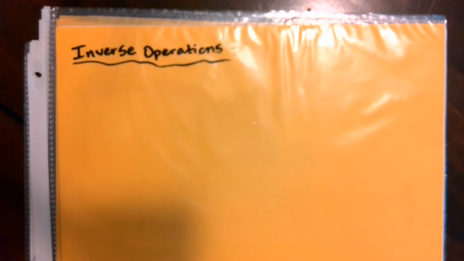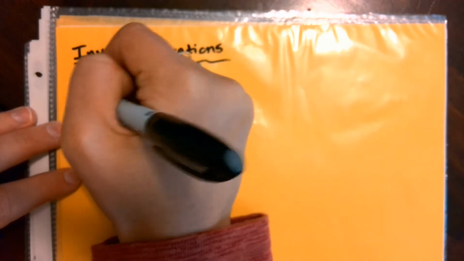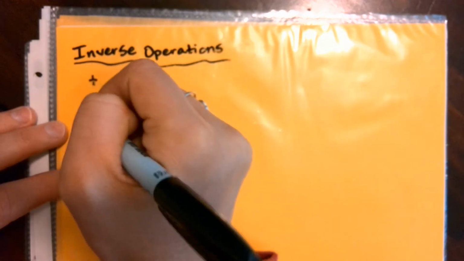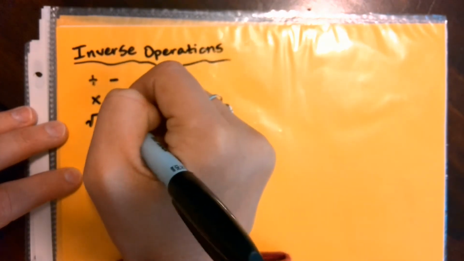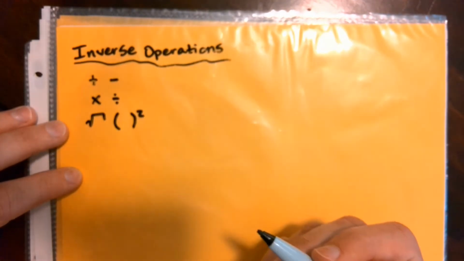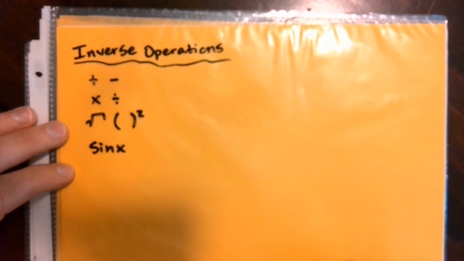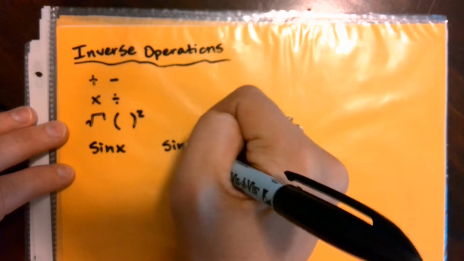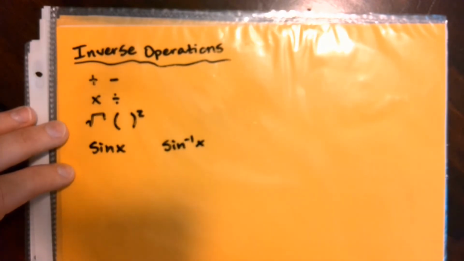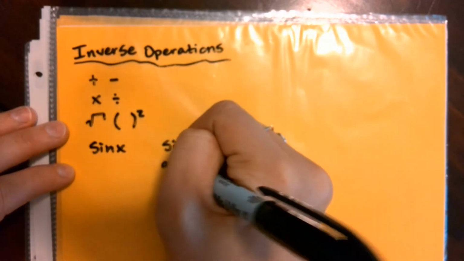So when we're talking inverse operations, we're really talking about anything that you would use in an algebraic equation to undo something else. So addition and subtraction would be inverse operations, multiplication and division, taking the square root of something and squaring something. And then for what we're going to talk about today, if we had a trig function like sine of x, in order to undo that in an equation, we would use the sine inverse of x, which we're also going to call arcsine.